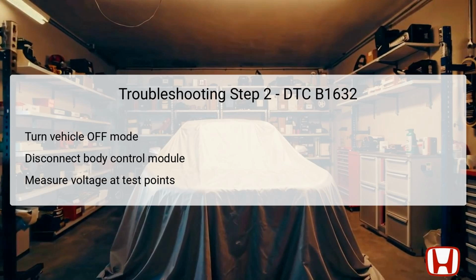Next, switch the vehicle to on mode while ensuring the previously mentioned connectors remain disconnected. Now, measure the voltage between the first test point, which is the female terminal number 1 of the electric steering lock 12P connector, and the second test point, which is the body ground.